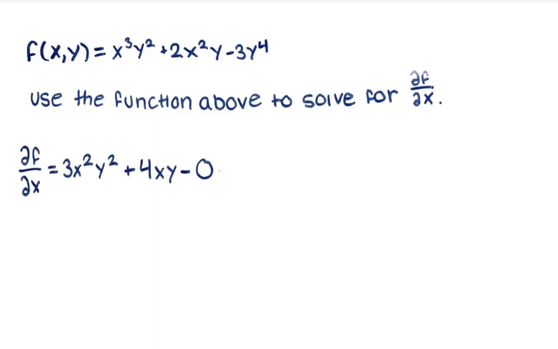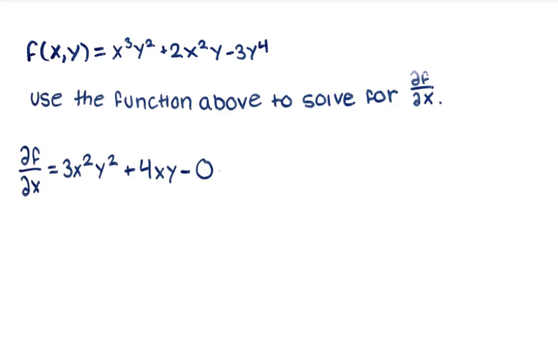As you can see, we took each part of the equation and found the derivative as if y was a constant. For x cubed y squared, we brought the 3 in front of the x and then did 3 minus 1, which is 2. And y squared is a constant because it's y. So for that part, we now have 3x squared y squared.